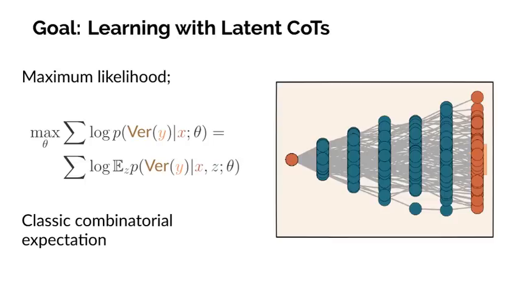Given this formal background, we now come to our main goal. We would like to learn a model that can take into account these latent chain of thoughts. We can write this down explicitly as a maximum likelihood problem, where we're interested in learning the model that performs as well as it can at producing verified solutions. We can then think about this as marginalizing out over all possible chain of thoughts that lead to the correct answer. Of course, this problem is combinatorially extremely difficult.